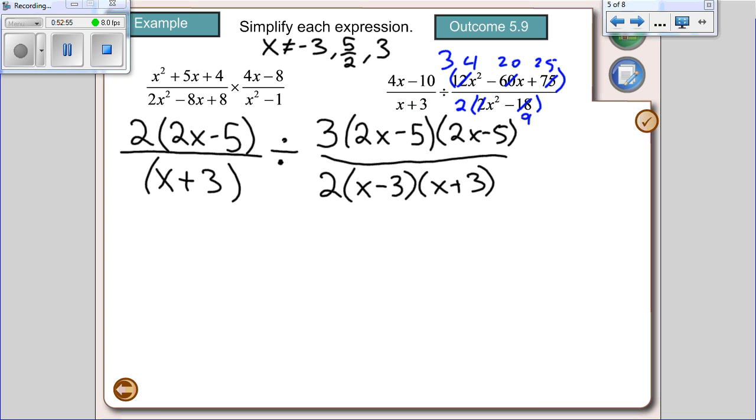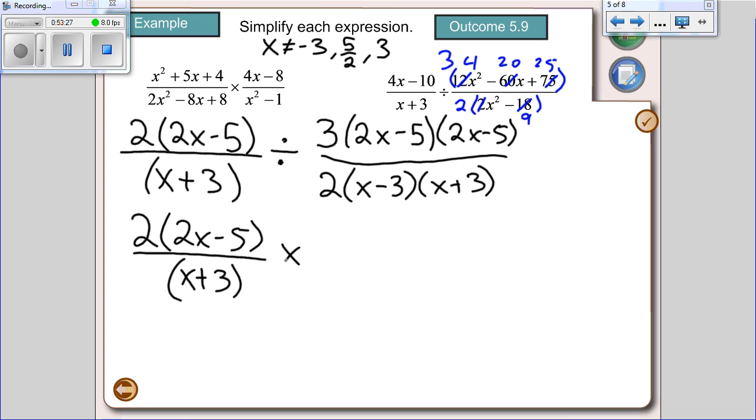Now you kiss and flip it. We're going to flip that fraction, and we're going to change that to a multiplication. So I've got 2x minus 5 divided by x plus 3, multiplied by, that's going to flip, so I have 2 times x minus 3 times x plus 3, all divided by 3 times 2x minus 5, 2x minus 5. And you see how doing it the quick way can be difficult. It's got a lot of things.